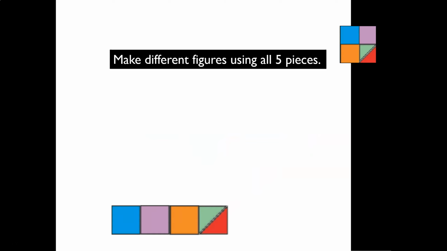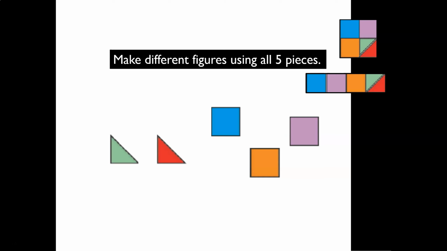This time I arranged the shapes differently to make another figure. You can see that I used the 2 right-angled triangles in the same way. I put them together to make a square. I've actually made a rectangle. This figure also has an area of 4 square units.